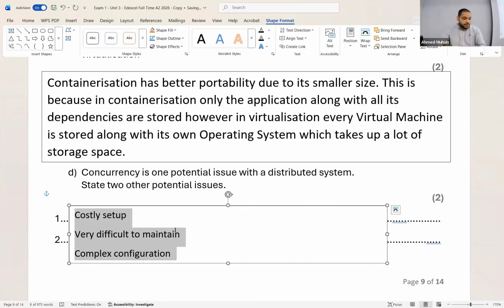Going to talk about it in the next question after your break. Why is the configuration complex? You will see it in the next question.